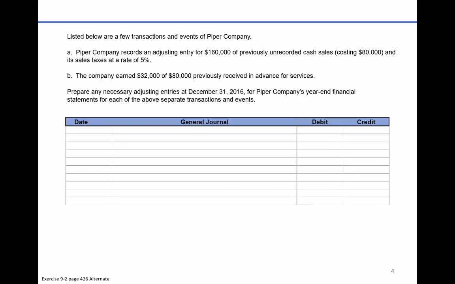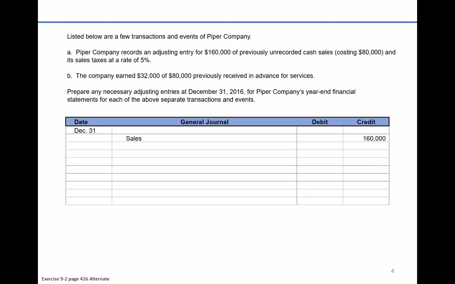So the company sells something. Most states or local governments charge sales tax of some sort. And so when the company sells that amount to a customer, they also have to collect the sales tax. And that's exactly what Piper is doing here. They're collecting from their customer $160,000 for whatever it was they sold to the customer, plus they have to charge the customer sales tax.